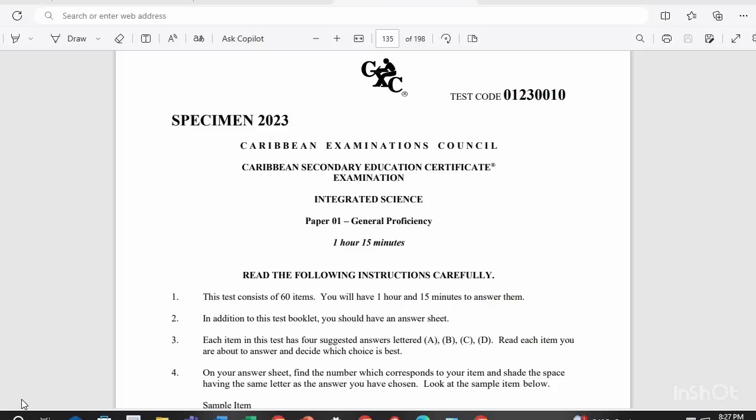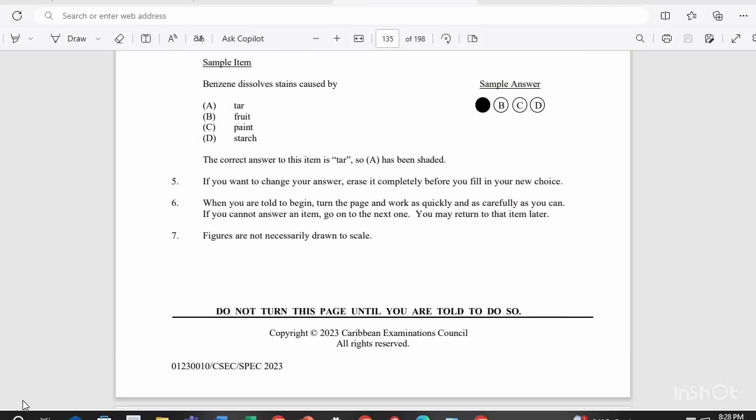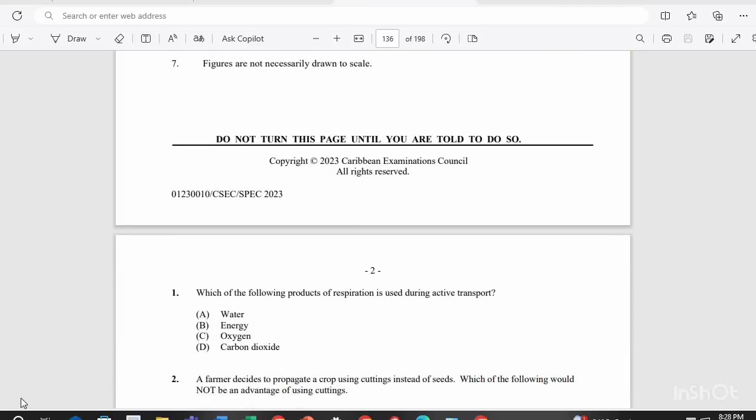Paper 1 from the integrated science syllabus set for examinations for 2025. This is a special paper, a specimen paper. Hopefully it can help you prepare for your paper 1 exams. Remember, with paper 1 exams, you have a total of 60 multiple choice questions to get through in 1 hour and 15 minutes. So let's just get straight into the paper. Remember, you are supposed to answer all your questions and you have to do so in the limited time. So let's get straight into that paper.